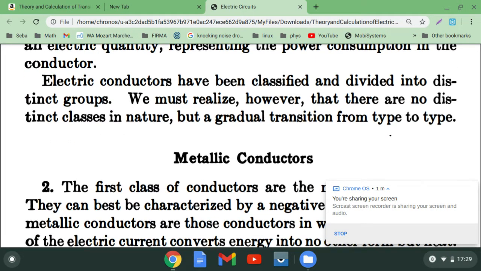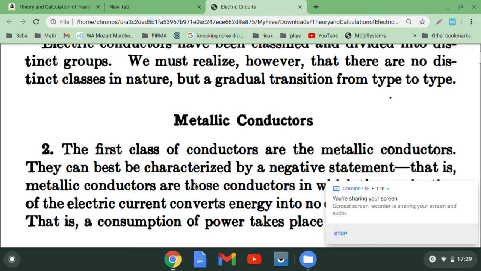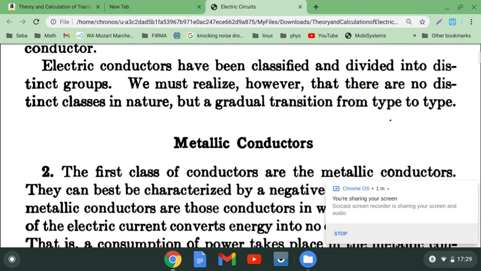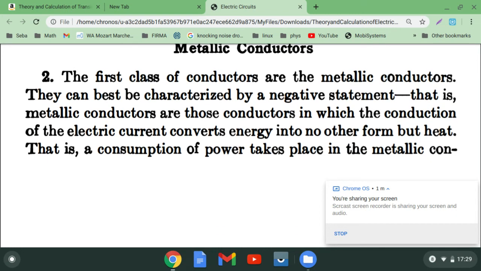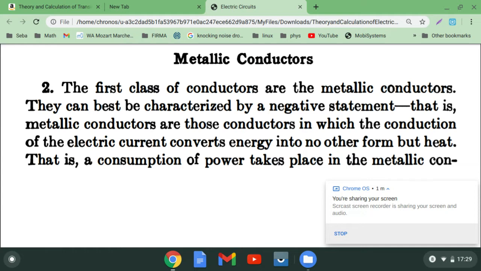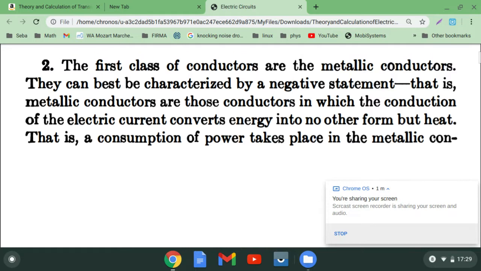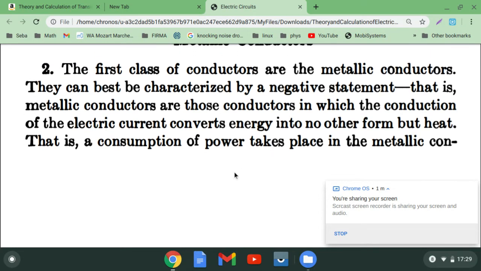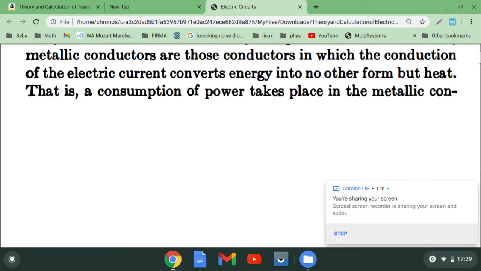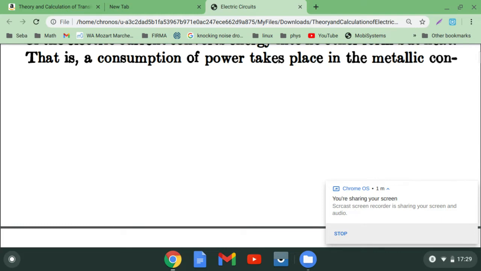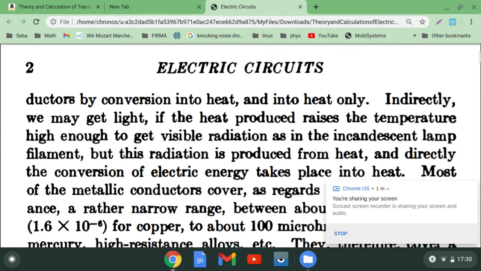Electric conductors have been classified and divided into distinct groups. We must realize, however, that there are no distinct classes in nature, but a general transition from type to type. Metallic conductors. The first class of conductors are the metallic conductors. They can be characterized by a negative statement. That is, metallic conductors are those conductors in which the conduction of the electric current converts energy into no other form but heat. That is, a consumption of power takes place in a metallic conductor by a conversion into heat, and into heat only.